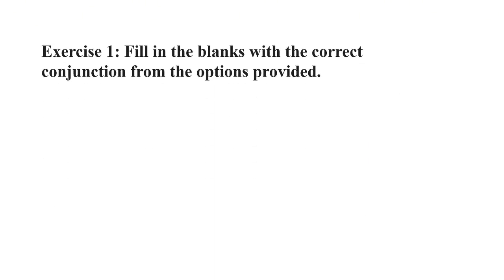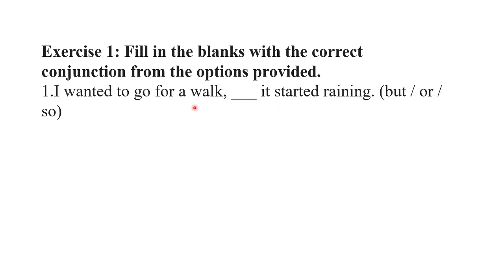Now let's do this exercise. Fill in the blanks with the correct conjunction from the options provided. Number one, I wanted to go for a walk, dash, it started raining. But or so.